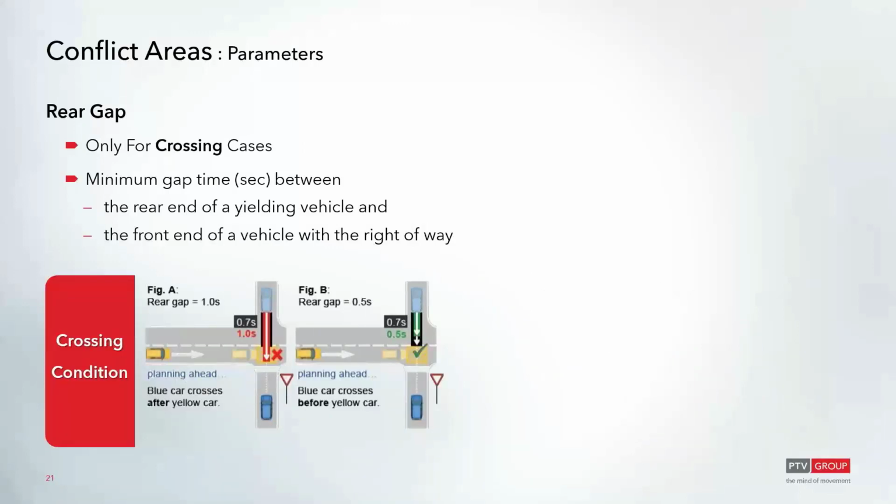All right, and then for the rear gap, this is only going to be used for crossing cases. And this is actually going to represent the minimum gap time between the rear end of a vehicle that's in the minor traffic stream and then the front end of the vehicle in the major traffic stream. And so this is going to be the time basically after that yielding vehicle has left that conflict area before that next vehicle is allowed to proceed and enter into that area.